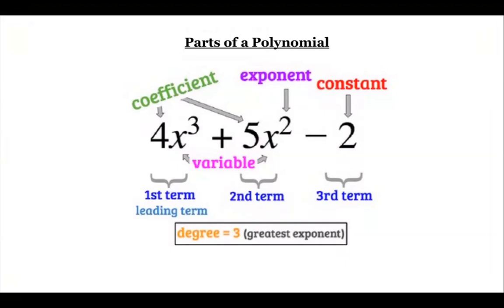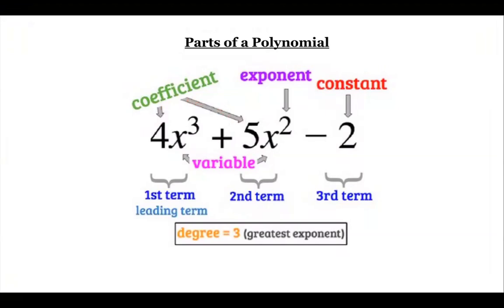So there's different terms here for parts of a polynomial: coefficient, exponent, constant, variable, and then terms, and then degrees. So the first one we're going to talk about is coefficient. Coefficient is pointing to a 4, and it's pointing to a 5.